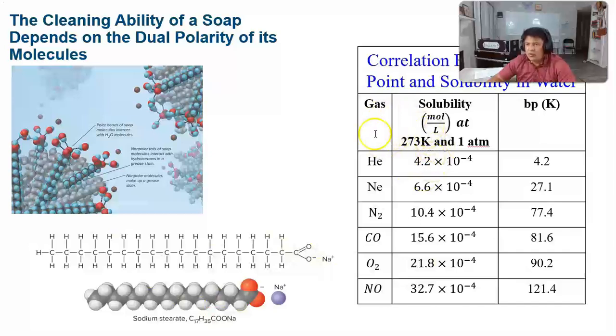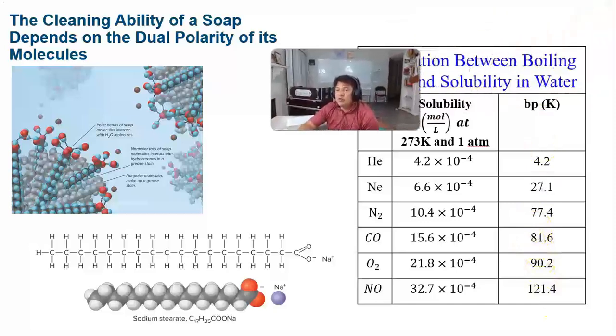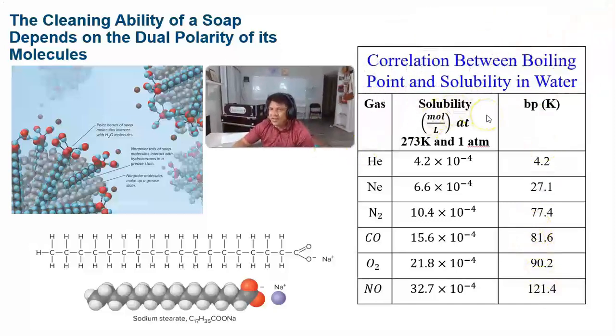Now let's see the solubility of some gases in water. Helium has this, neon has this, nitrogen, carbon dioxide, oxygen, like that. And the boiling point is also given. See, as solubility increases, the boiling point also increases. The more the boiling point, the more the solubility. Boiling point is directly related to the attractional force, or the ion-dipole forces.